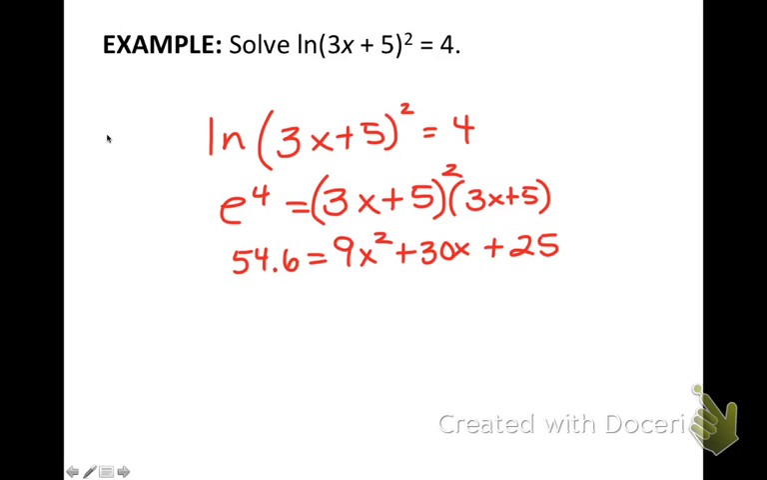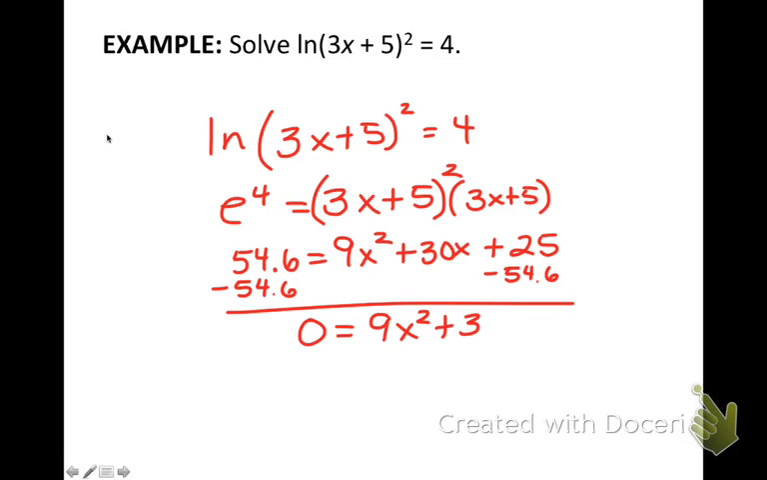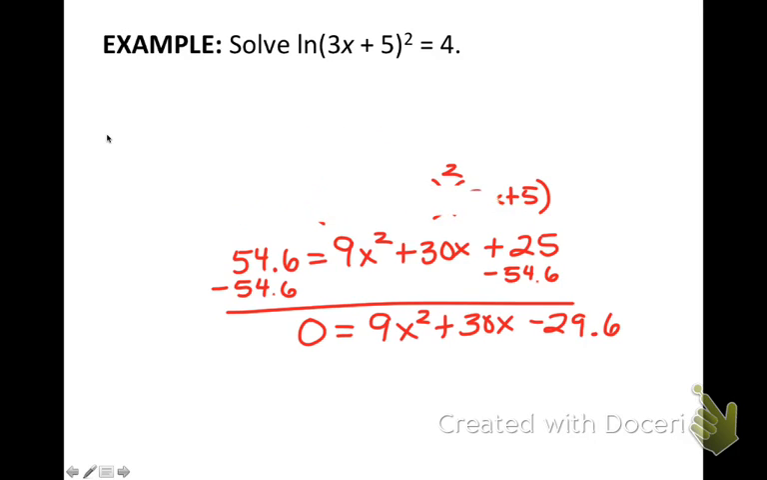Looks like I'm not going to be able to factor that one. That was my disgust with that 54.6. Let's subtract it. We know where this is going to go. 0 is equal to 9x squared plus 30x minus 29.6. I know. Decimals. What's up with that? All right, here we go.